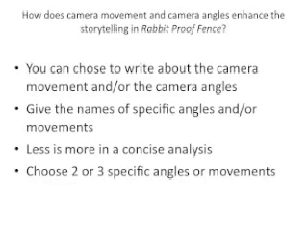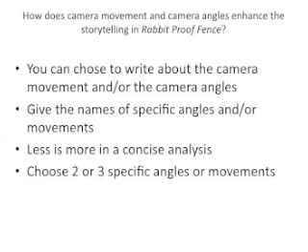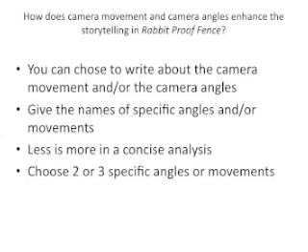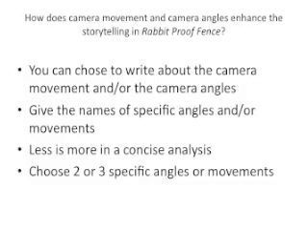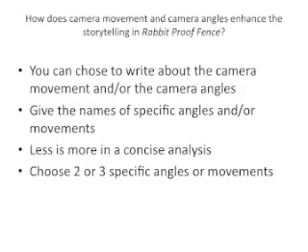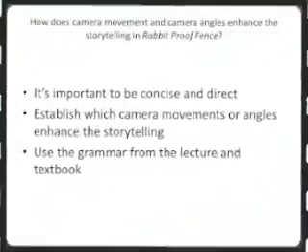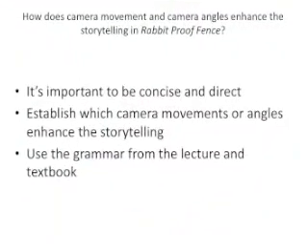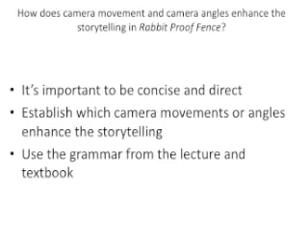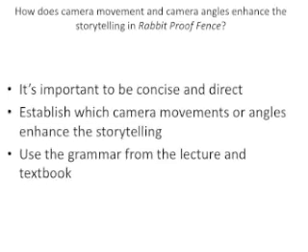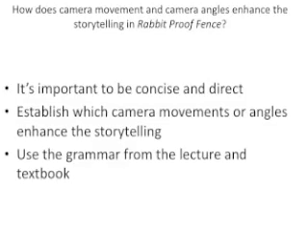It's really important to give the names of the specific angles and/or movements you're writing about. Less is more in a concise analysis. Limit yourself and choose only 2 or 3 specific angles or movements. It's important to be concise and direct. Establish which camera movements or angles enhance the storytelling, and don't forget to use the grammar from the lecture and the textbook.